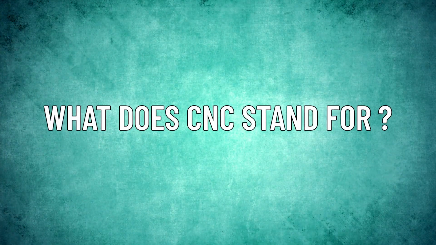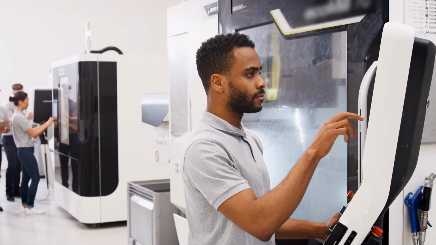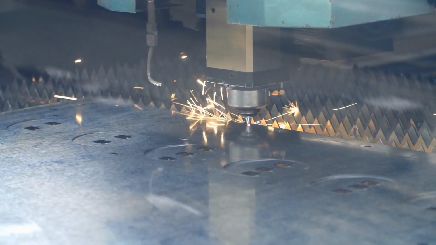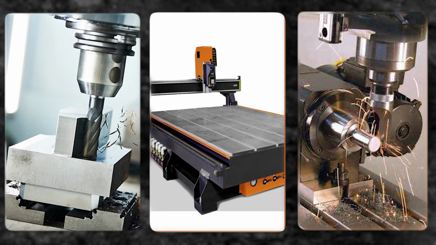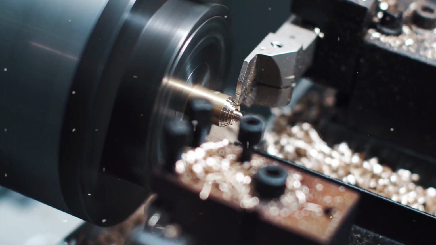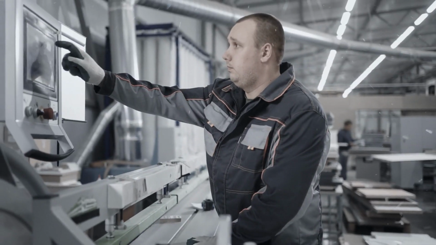First, what does CNC stand for? CNC is an acronym that stands for Computer Numerical Control. It's a manufacturing process that uses computer software to control machine tools like routers, mills, lathes, and more. These CNC machines can cut, carve, and engrave materials like metals, plastics, wood, and foam based on programmed instructions.